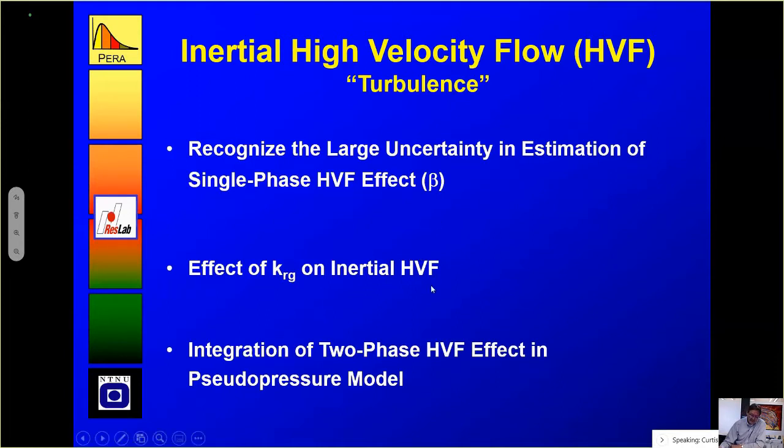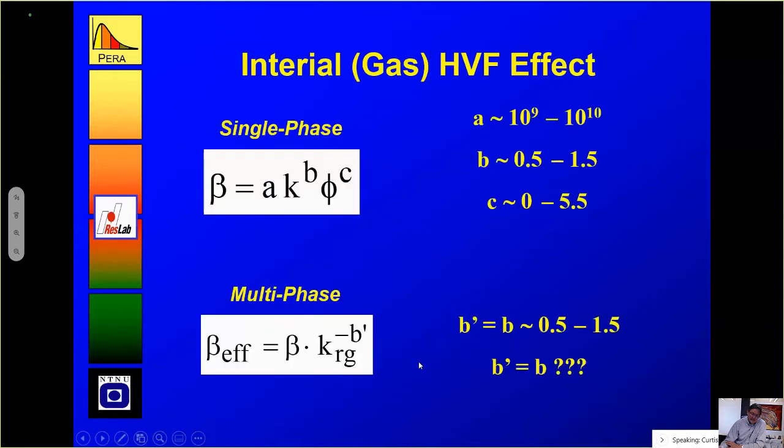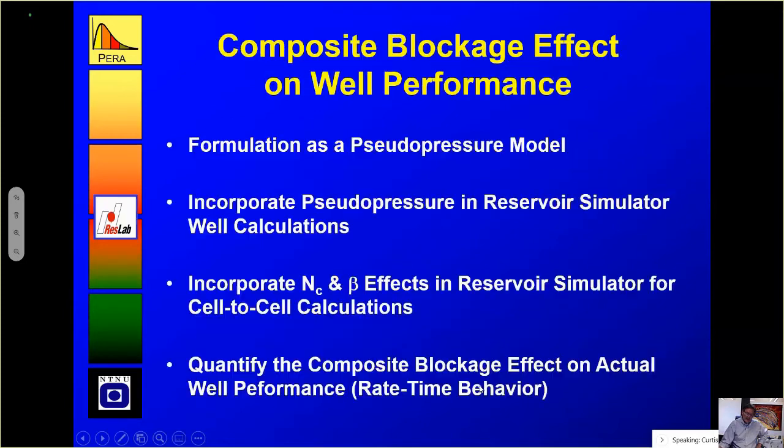Effect of the KRG on that beta. I think there were like 3 or 4 different correlations in the literature before we started doing this. And then integration of the 2-phase high velocity flow effect into the pseudopressure model. So yeah, here are those different correlations. Composite blockage effect, the formulation of the pseudopressure, incorporating it in a reservoir simulation, and including the 2 into cell-to-cell calculations.